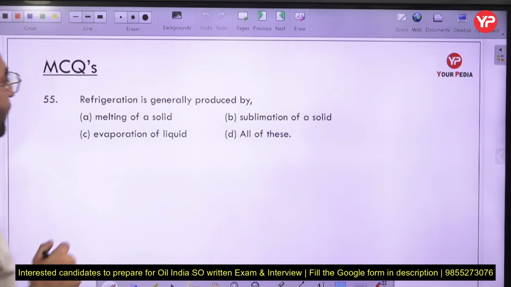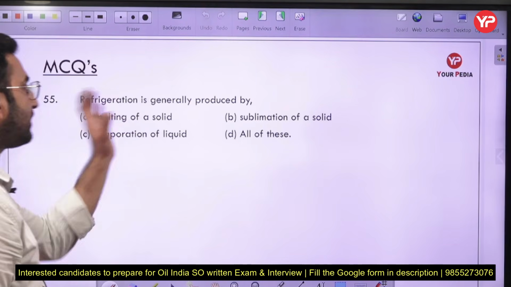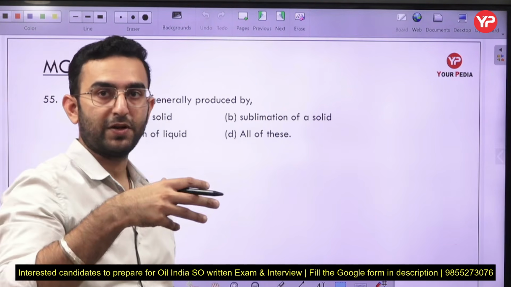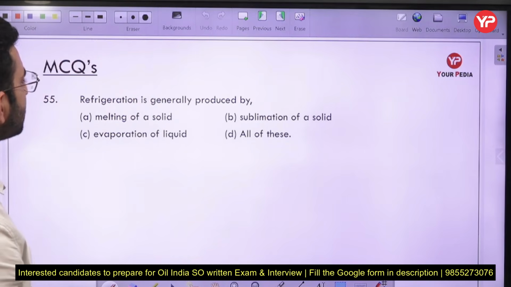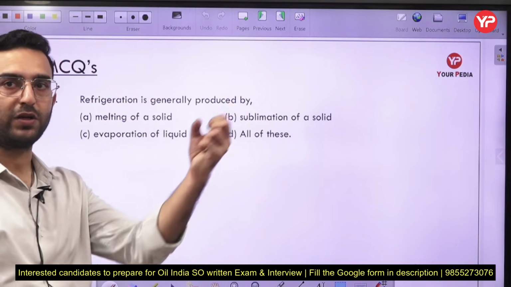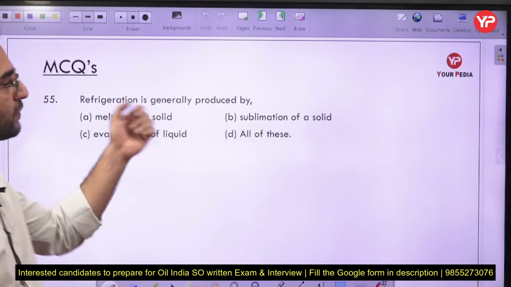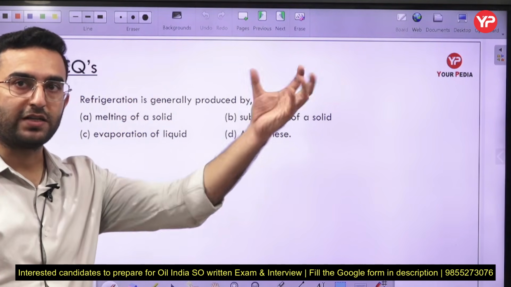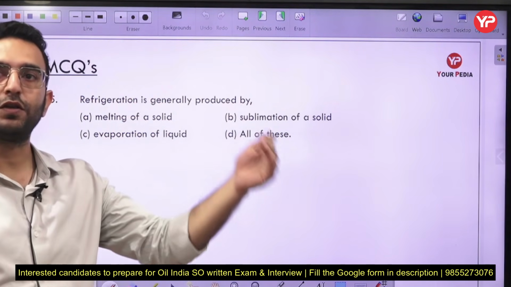Next, refrigeration is generally produced by melting of a solid, sublimation of a solid, evaporation of a liquid, all of these. Now just see what is the meaning of refrigeration. Refrigeration is a process of maintaining a low temperature. If melting of a solid is taking place, that means the solid is absorbing heat. Similarly in sublimation, the solid is directly converting to vapor.